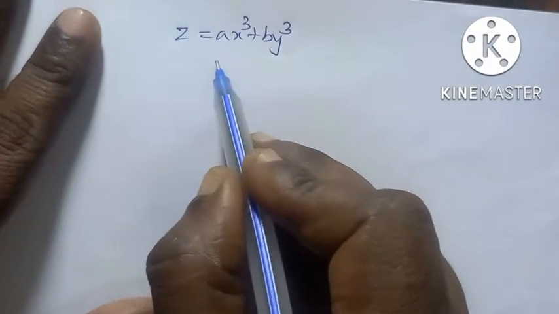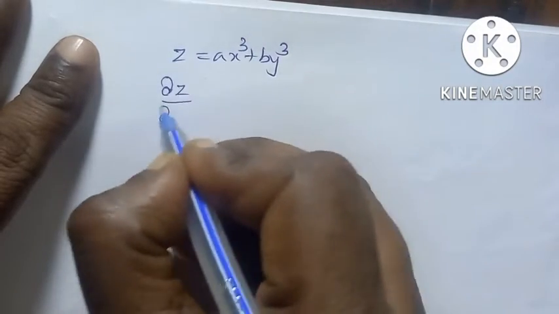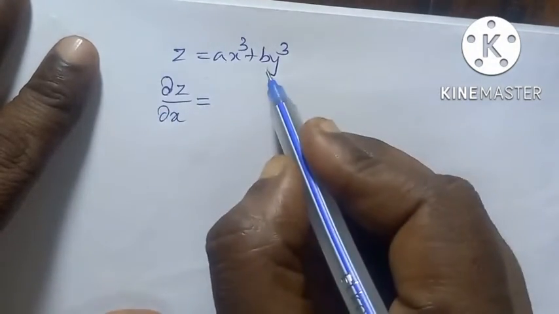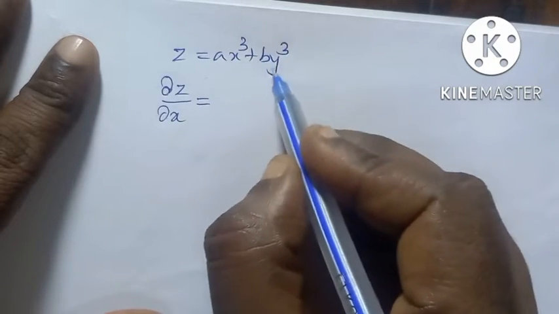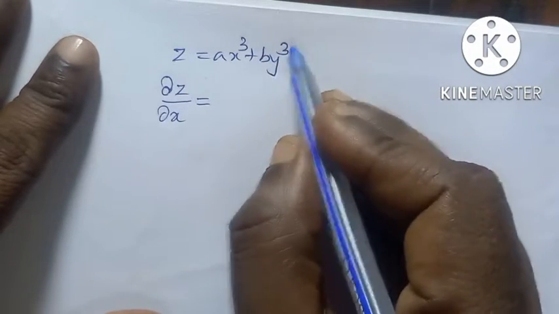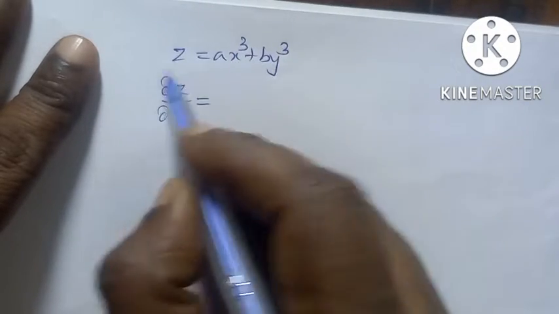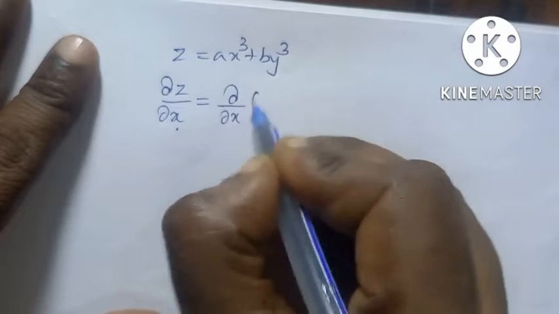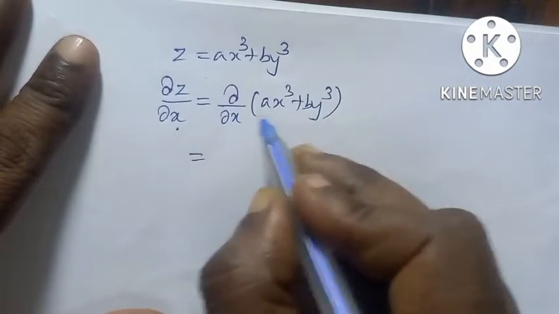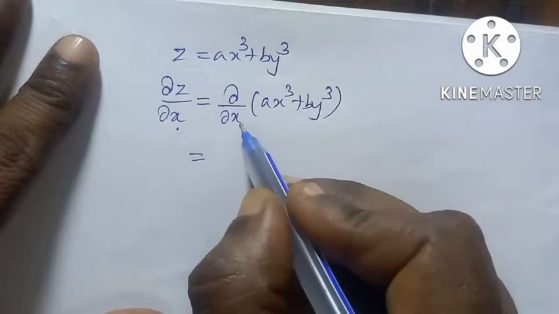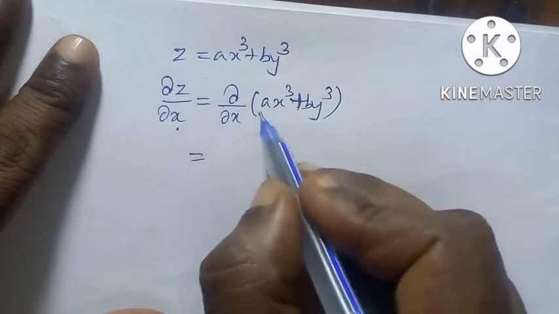Let us see z equal to ax cube plus by cube. Differentiate z with respect to x partially. That is, y is constant. A and b are already constants. So this by cube is a constant term. When you differentiate with respect to x, it will become 0. Take a outside. Otherwise you can write like this and do: ax cube plus by cube, separately if you want. When you differentiate this term with respect to x, it will become 0, right?